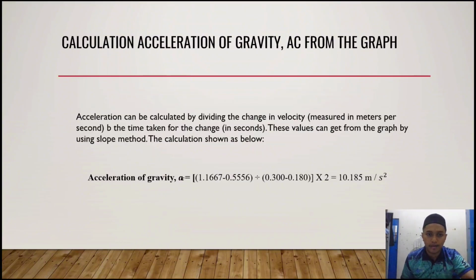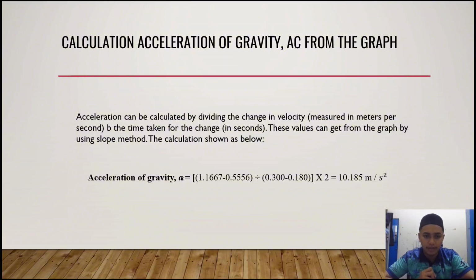And next, for the calculation of acceleration of gravity, AC, from the graph. Acceleration can be calculated by dividing the change in velocity, measured in meters per second, by the time taken for the change, in seconds. This value can be obtained from the graph by using the slope method. The calculation is shown below.